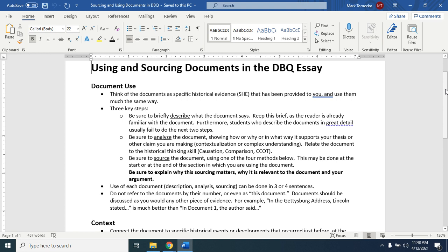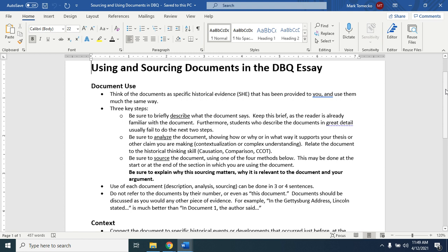But I'm going to say the last thing you should do is then source the document using one of the 4 methods, the CAP acronym. Just remember that you're not just identifying the context. You're not just identifying the audience or the purpose or the point of view. You're showing why that matters. Why knowing who this person is, who wrote this, or this group that said this, why that is relevant to history, why that's relevant to your thesis or claim. So I'm going to show you some examples here in a minute, but that is key.